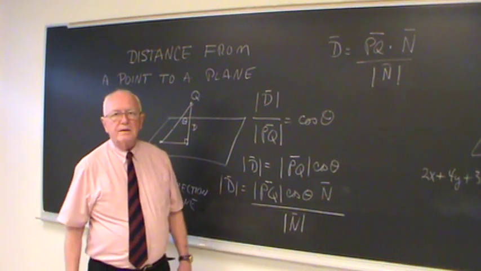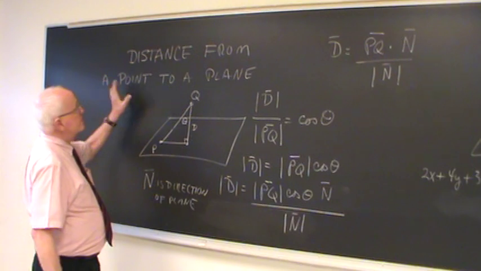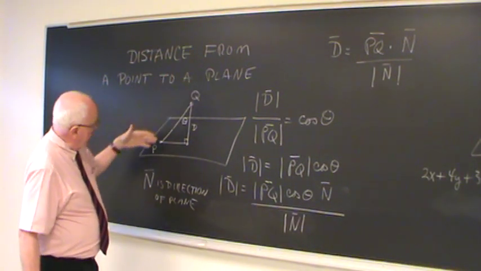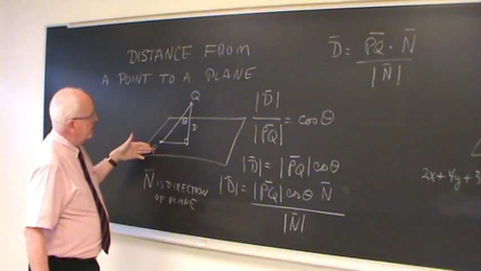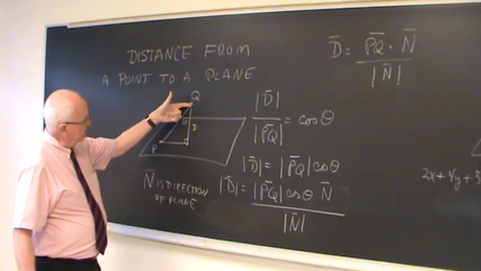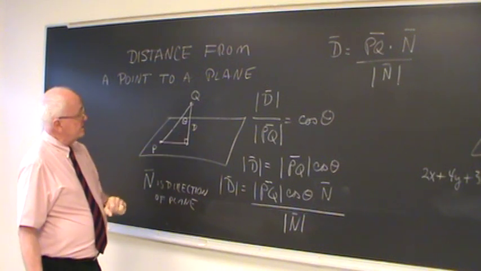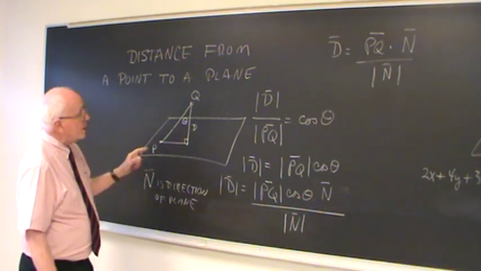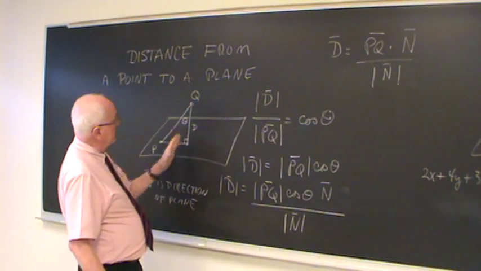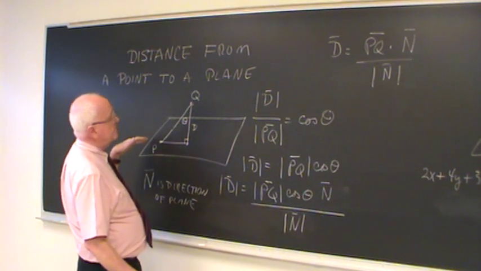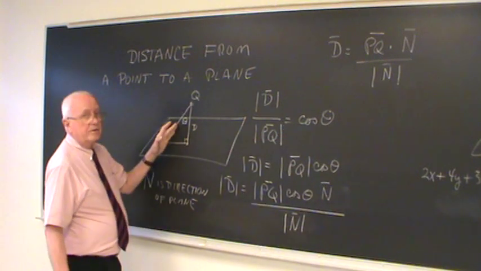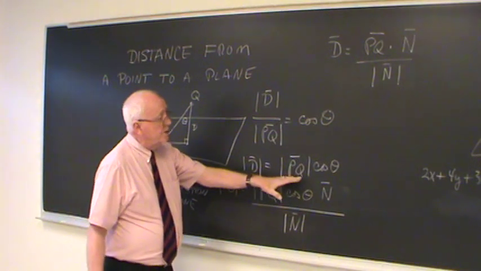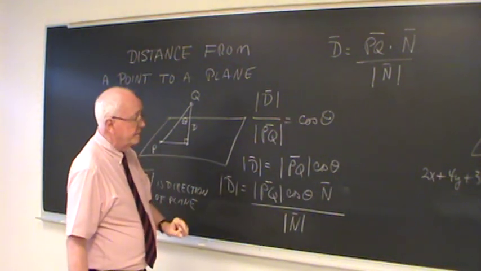To show you how to find the distance from a point to a plane, let's consider a point Q and a point P on the plane. The vertical distance from Q to the plane is called d. From trigonometry, we know that d divided by the magnitude of PQ is the cosine of the angle theta. So d will be the magnitude of PQ times the cosine of theta.